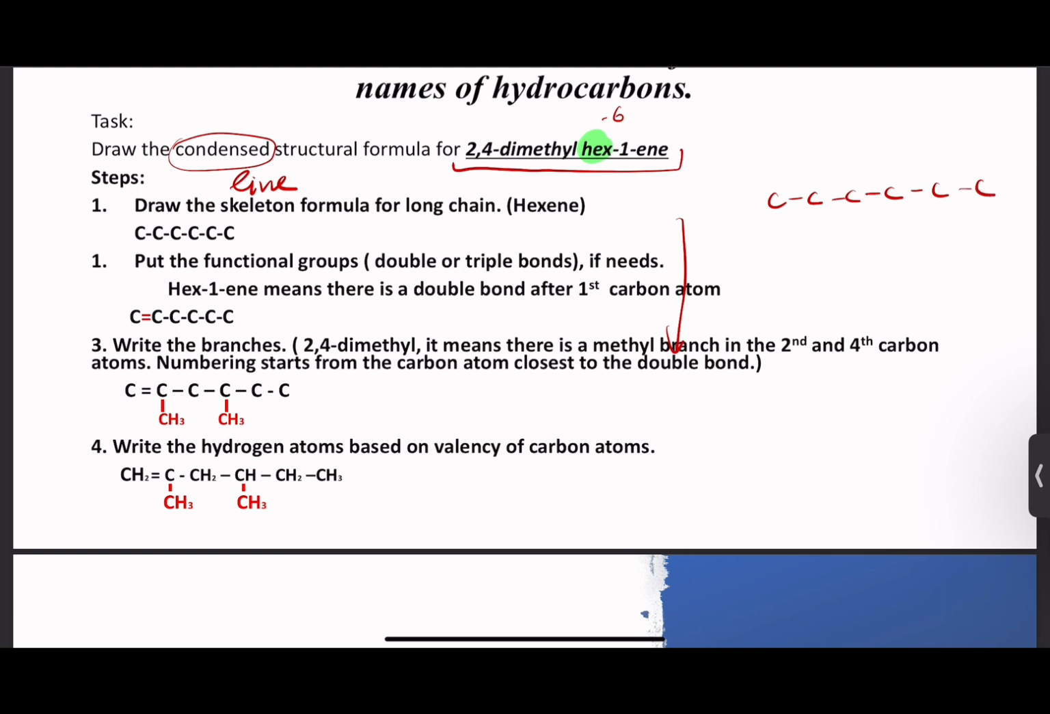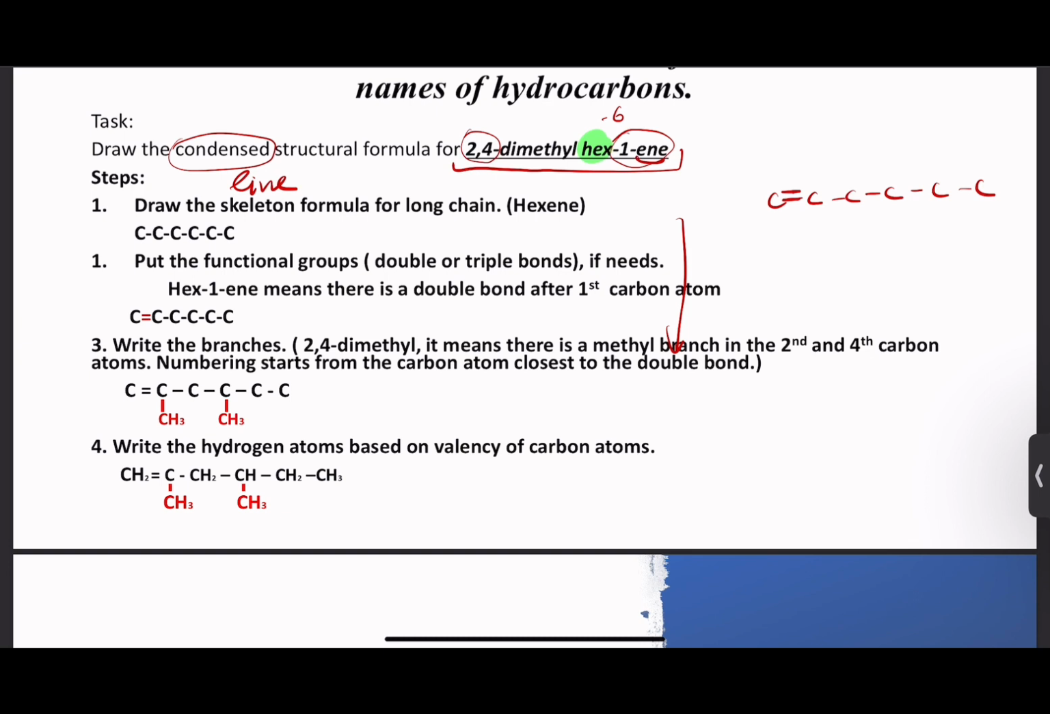Okay, and then it says 2,4. So 2,4, and then I have hex-1-ene. So on the first carbon, I have a double bond because you see this is an alkene, right? So the first carbon, I have a double bond.